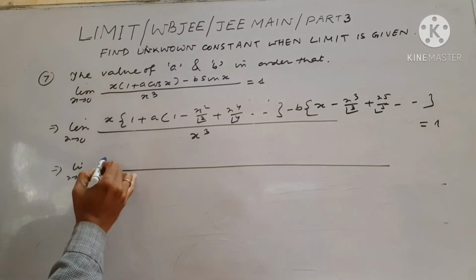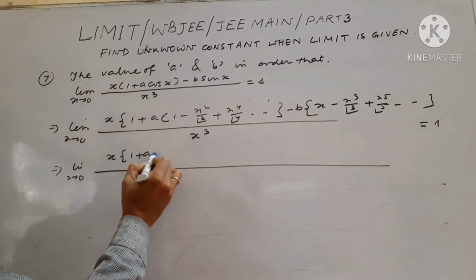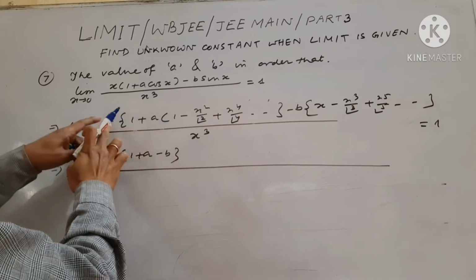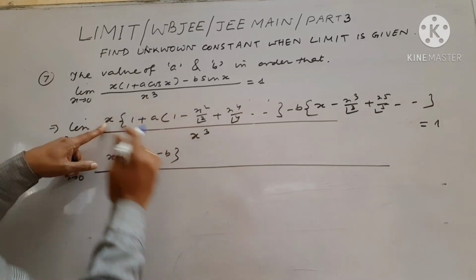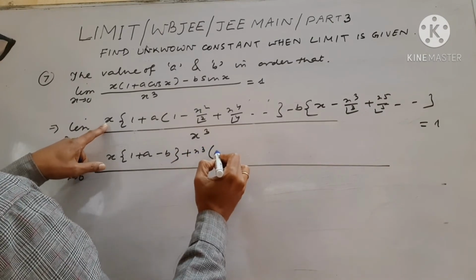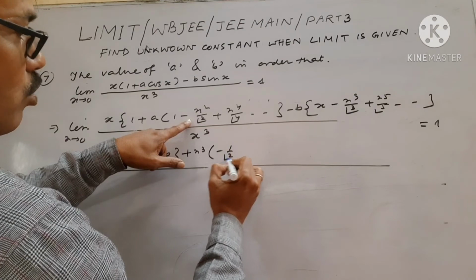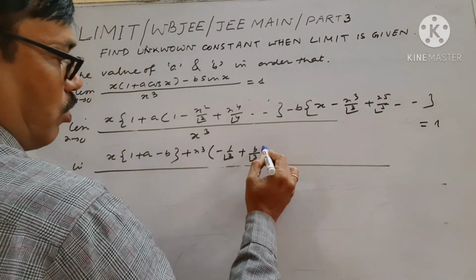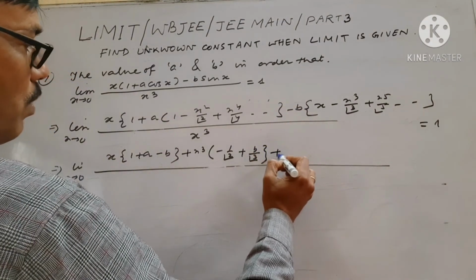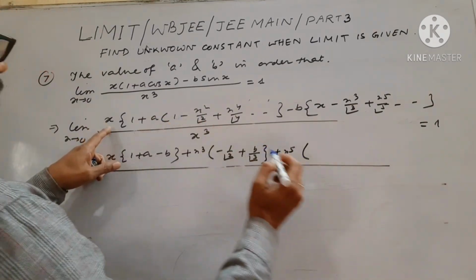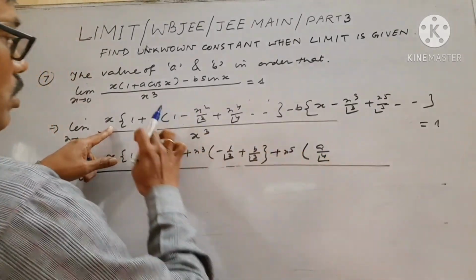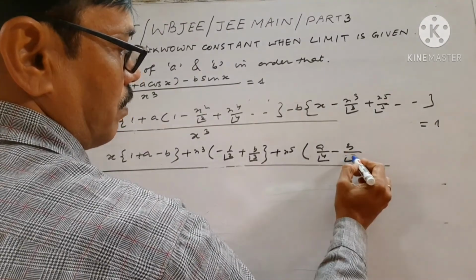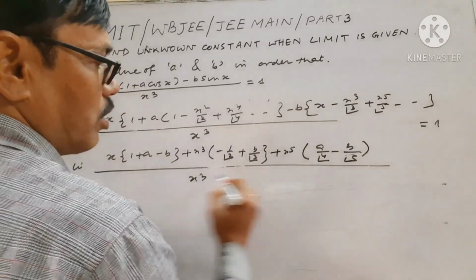So x common, 1 plus a minus b. Then x cube common, minus 1 by factorial 2 plus b by factorial 3, plus x to the power 5 common, a by factorial 4 minus b by factorial 5, all divided by x cube equals 1.